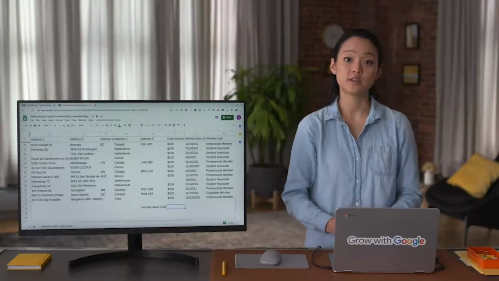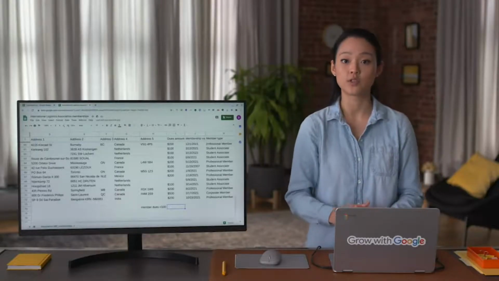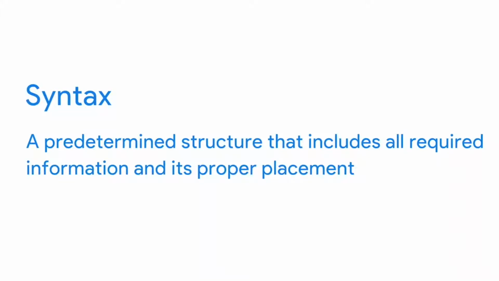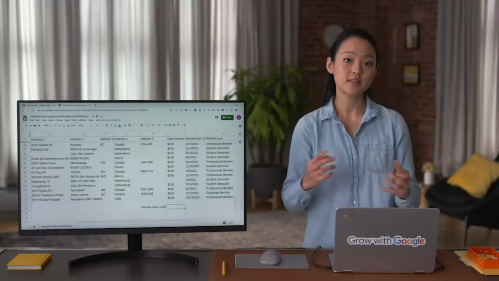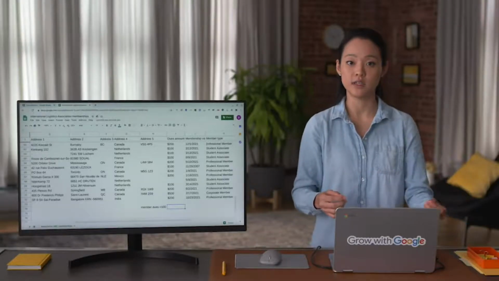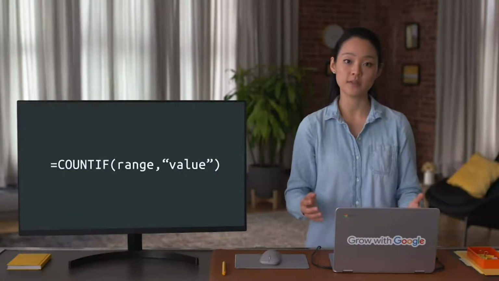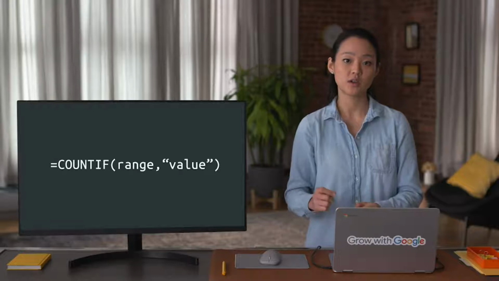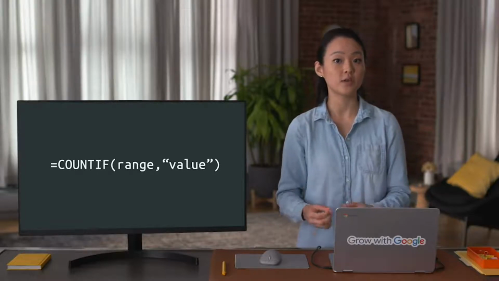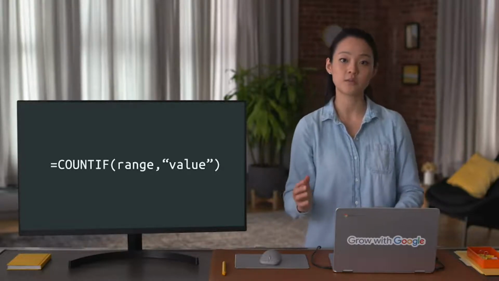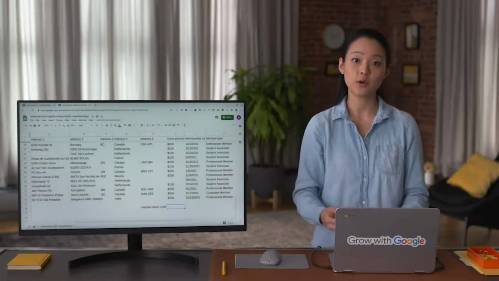Every function has a certain syntax that needs to be followed for it to work. Syntax is a predetermined structure that includes all required information and its proper placement. The syntax of a COUNTIF function should be like this: equals COUNTIF, open parentheses, range, comma, the specified value in quotation marks, and a closed parentheses. So it will show up like this.